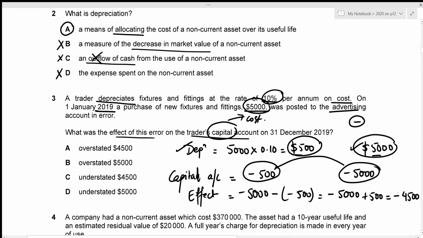So like I said before, this negative represents our understatement. So what we can say is that the effect of this error on the trader's capital account on 31st December 2019 will be understatement by the amount of 4,500. And this is given in option C. That will be the correct answer. Now we can move towards question number 4.